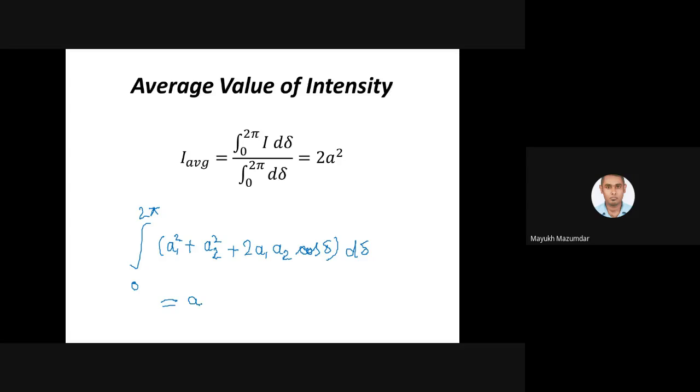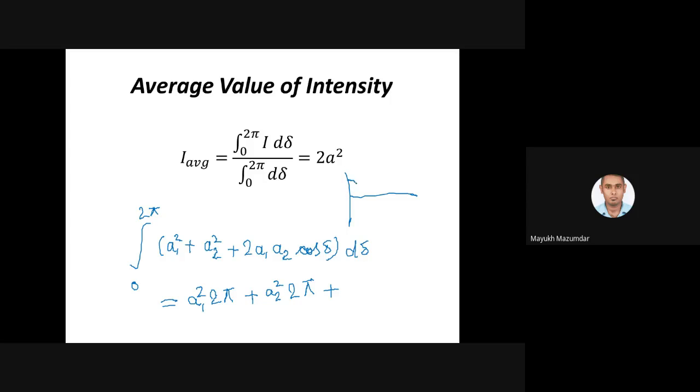You will get A1 square times 2 pi, plus A2 square times 2 pi. Okay. Any idea what is the value of the integral of cos delta from 0 to 2 pi? Any idea? I have a trick. Just be lazy. Don't do the calculation. Think of it this way.